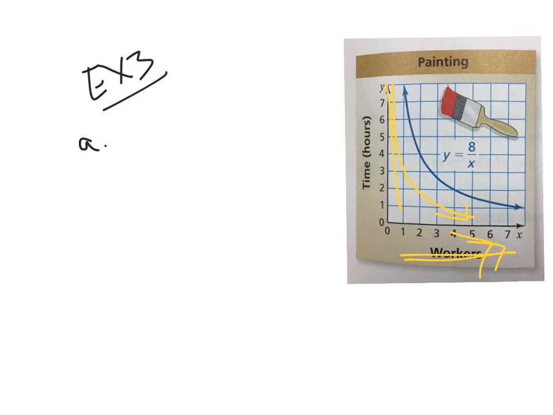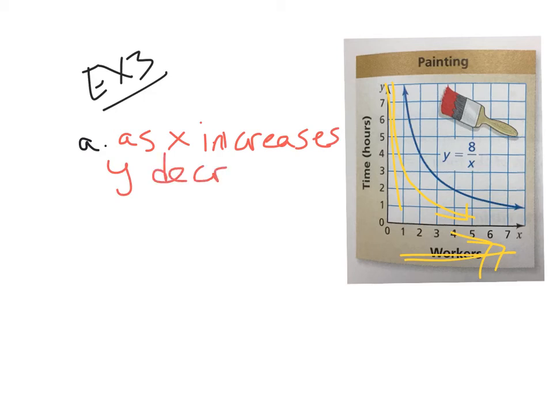As x increases, what happens to y? It goes down. Y decreases. Which makes sense, right? When you get a lot of people working on something, it makes it faster.